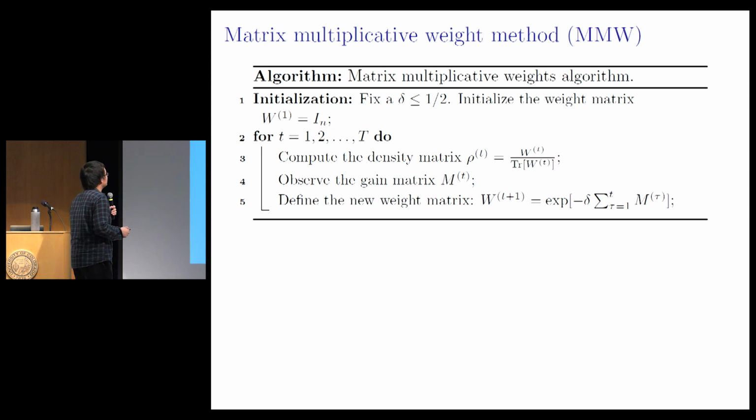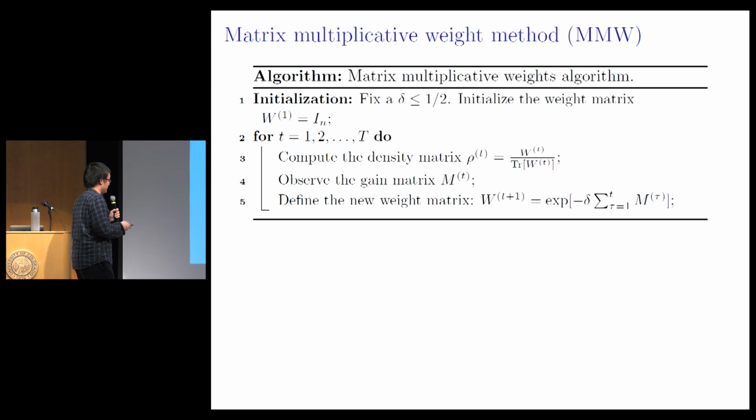And next, we are going to observe the gain matrix. And later, I will explain what I mean by observing a gain matrix here. Next, we are going to define the new weight matrix, which is going to be an exponential of the summation of all the previous gain matrices.